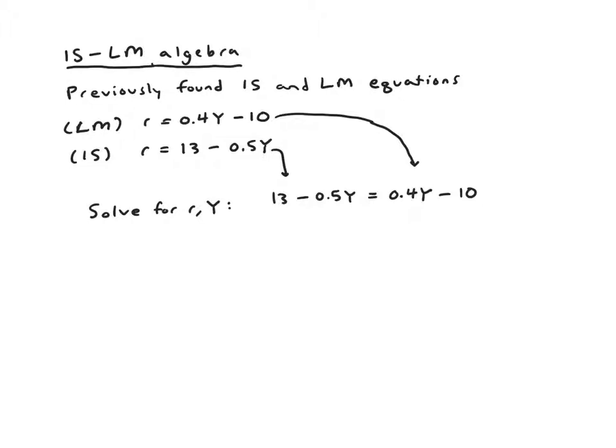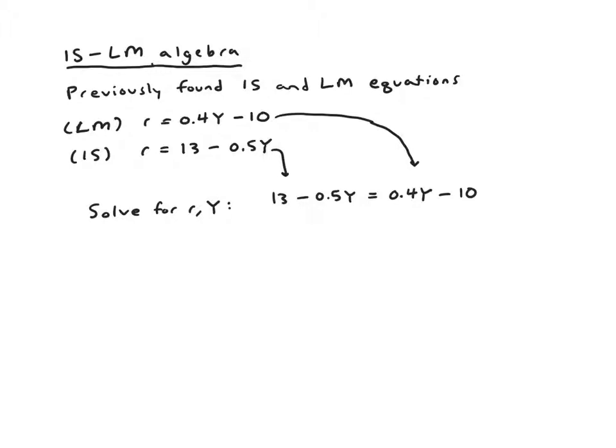And in order to do the algebra, we'll need to dig up from our previous discussions our IS and LM equations. So I've written them down here. We have our LM relationship from before was r equals 0.4y minus 10. It's a positive relationship. If we plotted this out, that LM curve would slope upward. And then our IS equation was r equals 13 minus 0.5y. It's a negative relationship. If we plotted it, it would slope down.